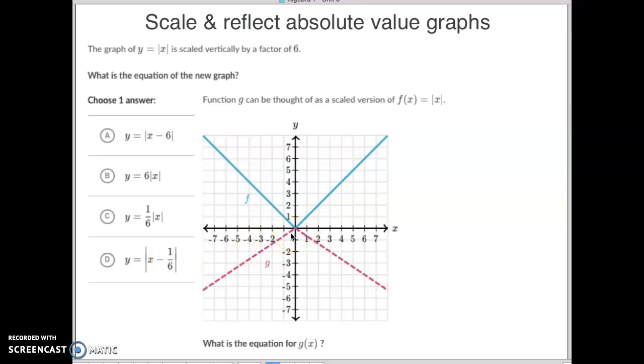So when they're talking about a vertical scale factor, they're talking about how much you're multiplying it by. So a vertical scale factor is what are you multiplying it by? And in this case, you're multiplying it by 6. So it is as easy as it might seem, it is letter B, where you take that absolute value and you simply multiply it by 6. And that would be your answer for this question.